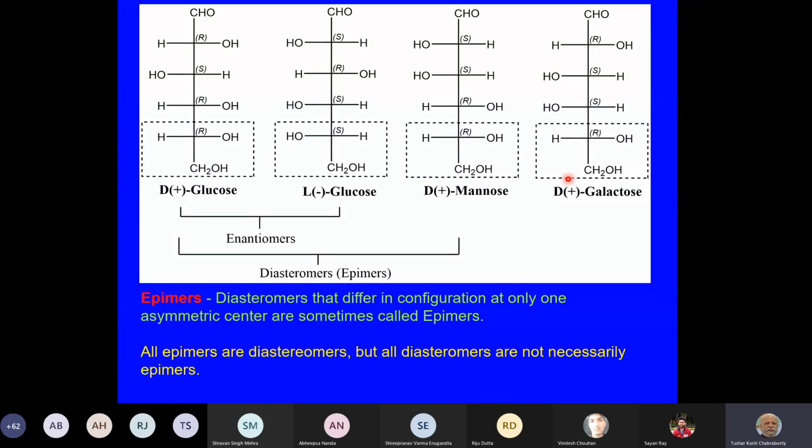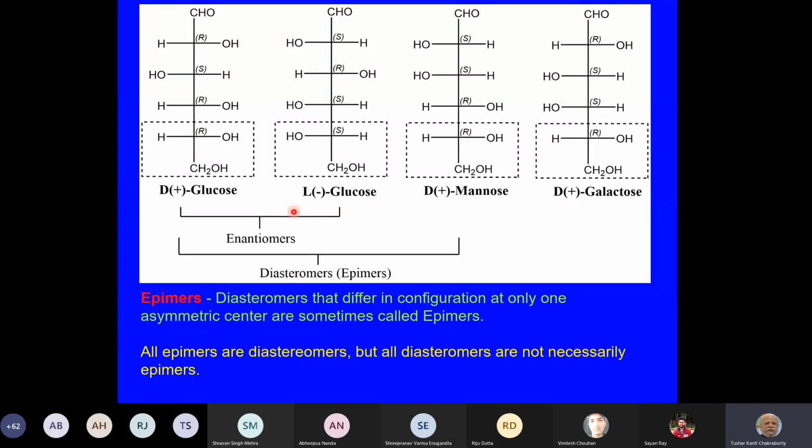Also, in the previous one, tartaric acid, I have shown 2 chiral centers. Now in this molecule, a hexose sugar, how many do I have? 1, 2, 3, and 4 chiral centers. Okay. So D-plus-glucose and L-minus-glucose are complete enantiomers, because all of them are different. This one was R, this is S. This one was R, this is S. This is S, and this is R. This is R, and this is S.